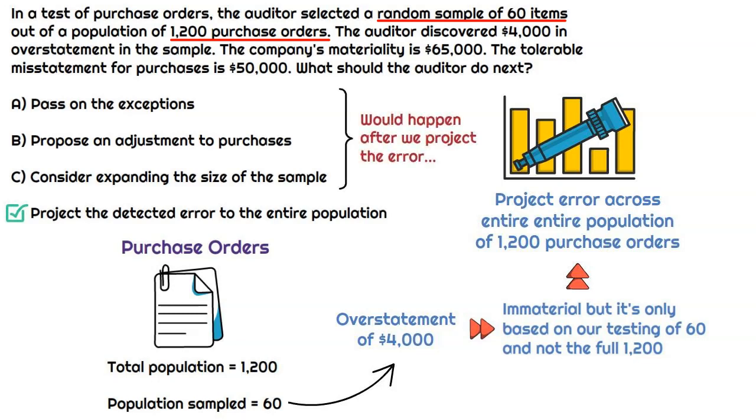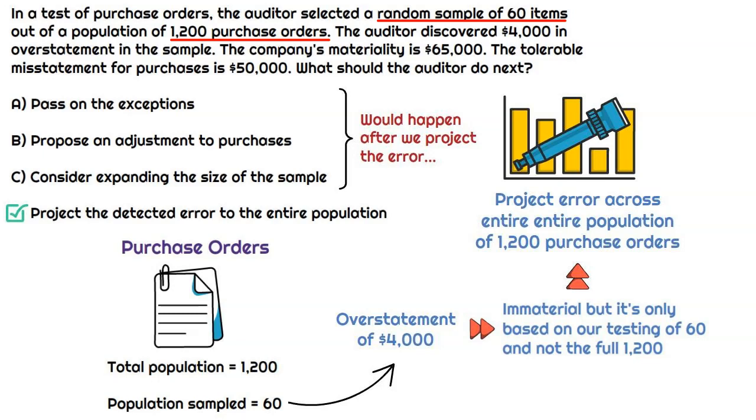So when we read through the incorrect options, those are things that would happen after we projected that detected error of $4,000 over the remaining population. And based on that outcome, well, we might determine that it's still immaterial, right? So we would pass on the exceptions. We might determine that there is a material misstatement, so we would propose an adjustment.